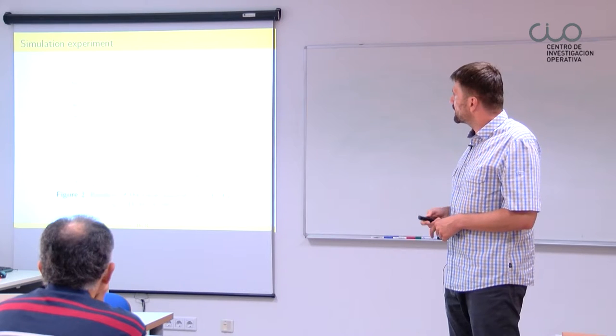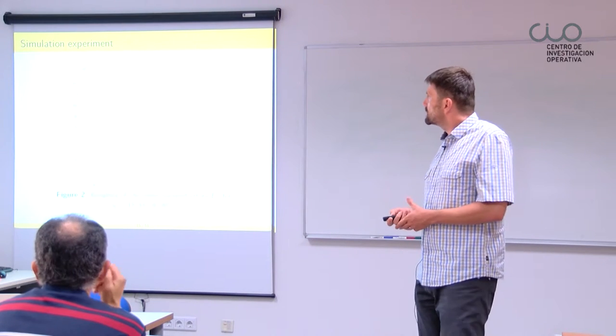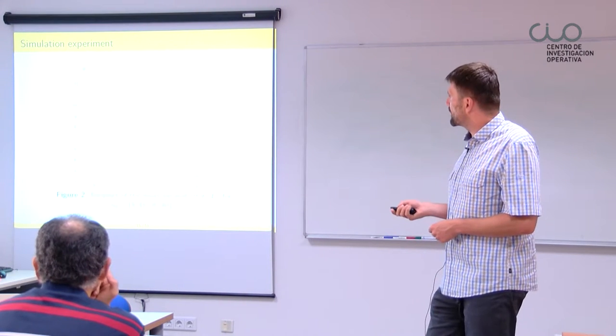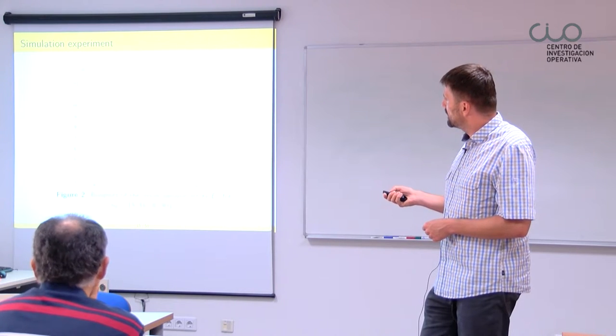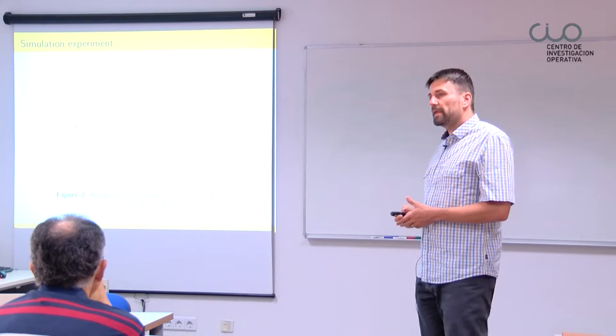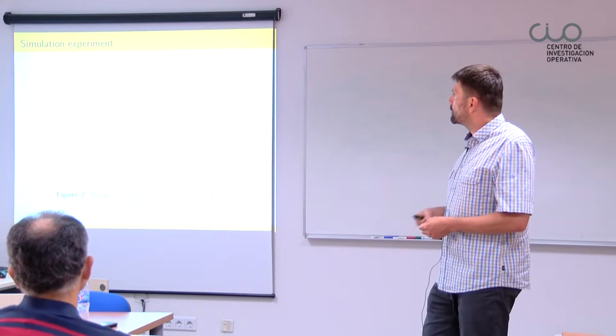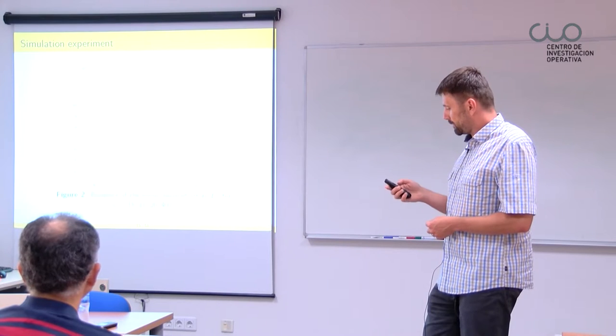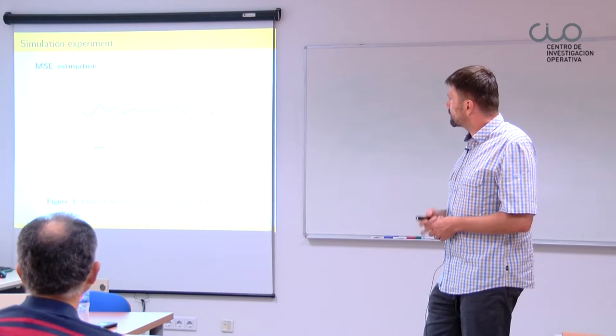Maybe more interesting is the mean square error. This is the mean square error of the empirical best predictor. Again, you can see the mean square error of the estimator decreasing as the sample size increases. But maybe the most important thing is how we are able to estimate the mean square error of our estimator. I will present this in the next figure.